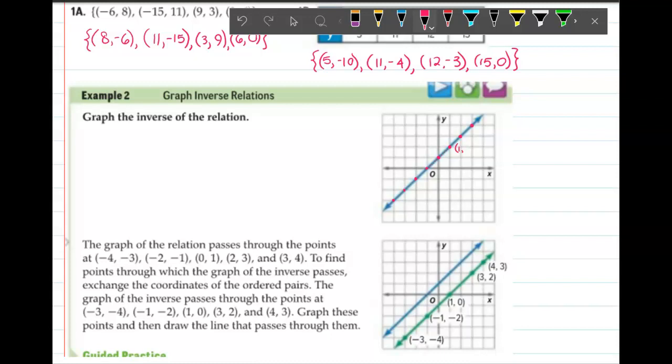So this is the point 1, 2. So the new point would be 2, 1, which is right here on the green line. And if the point is 4, 3, the new point would be 3, 4. Actually, I had it right the first time. Got it mixed up. 3, 4 is the name of that point. So it would respectively map to 4, 3, and so on.